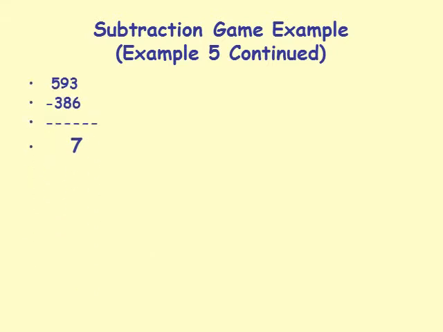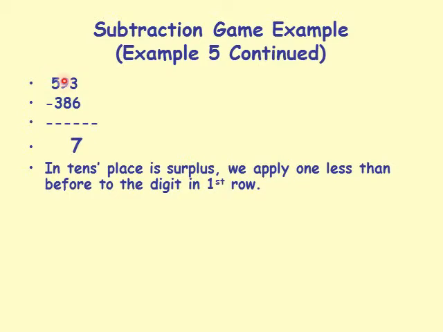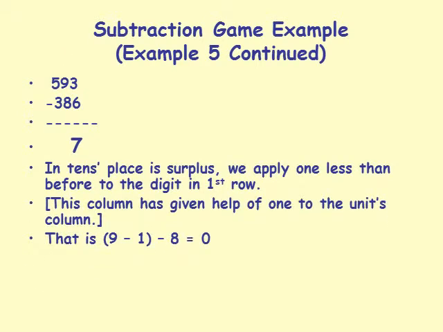Let's look at the tens place. In the tens place we have a surplus, 9 minus 8. But this column has given a help, so it is 1 less than before. Instead of 9 minus 8, we have 8 minus 8. So we apply 1 less than before to our own player. The tens column has given a help of 1 to the units column. So the situation here is 9 minus 1 minus 8. 9 minus 1 is 8, and 8 minus 8 is 0. So the answer in the tens column is 0.